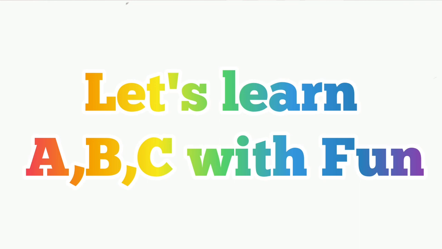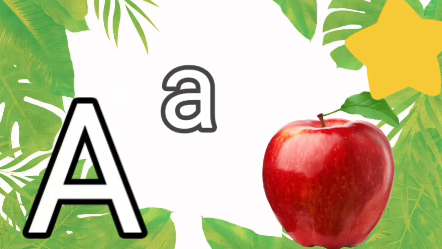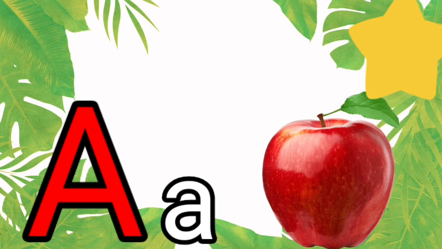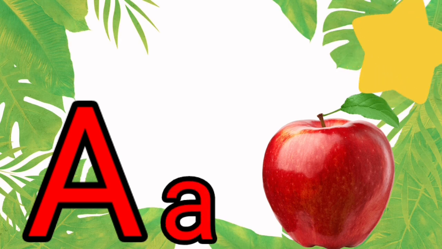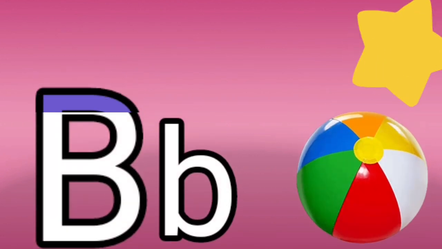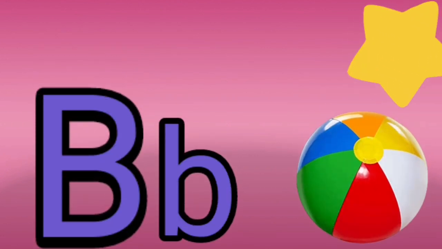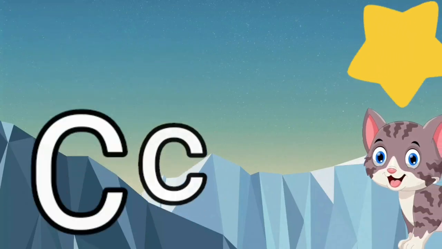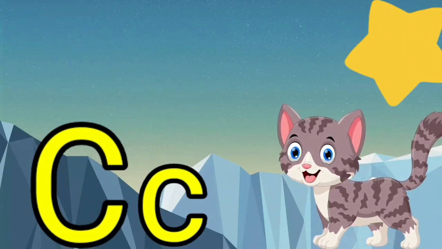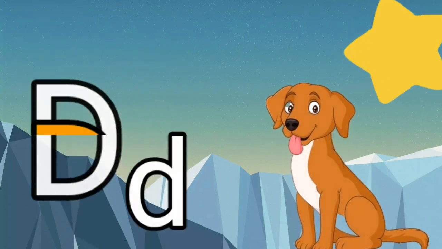Let us learn ABC with fun. A is for apple, apple, apple. A, apple. B is for ball, ball, ball. C is for cat, cat, cat. D is for dog, dog.